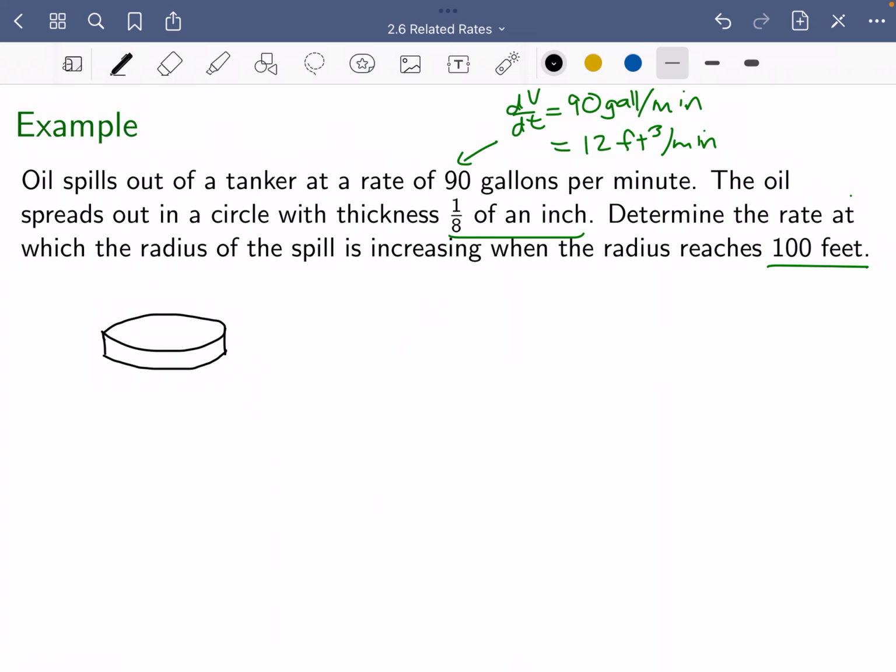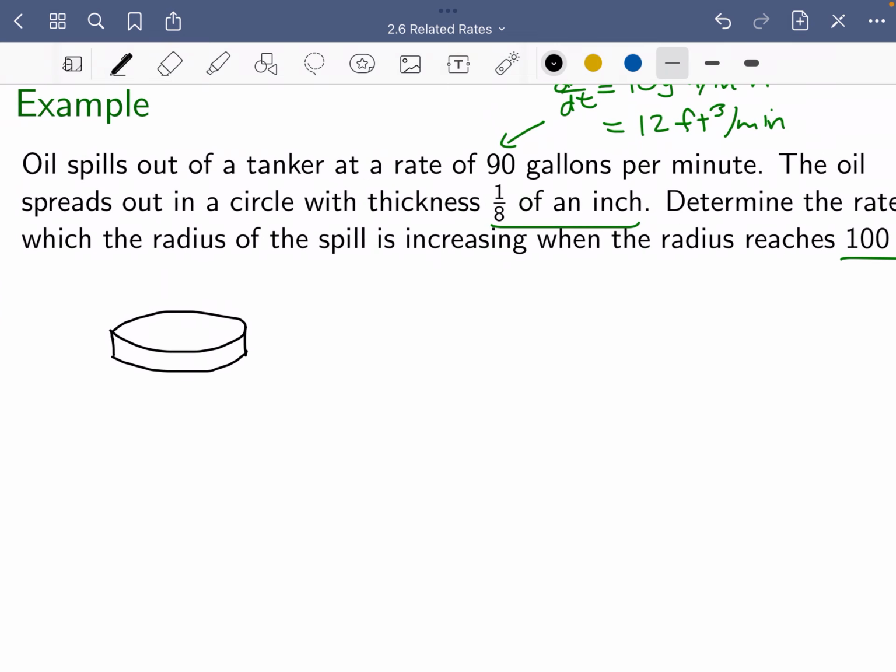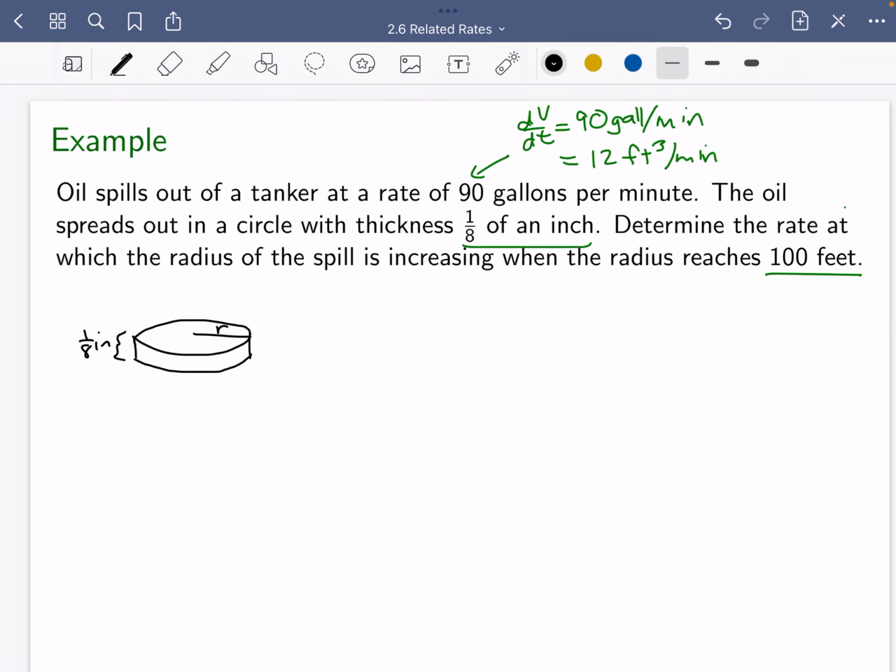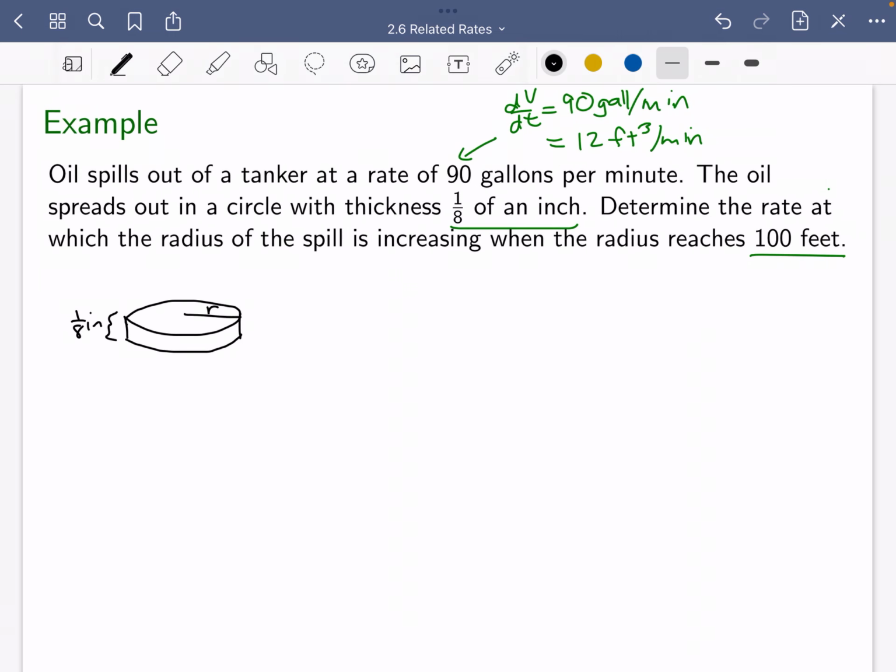We have this oil that's spreading out. The thickness is 1/8 of an inch. We have some radius r. And our volume then is, so the volume of a cylinder, right, so this is a cylinder, is going to be pi r squared h.